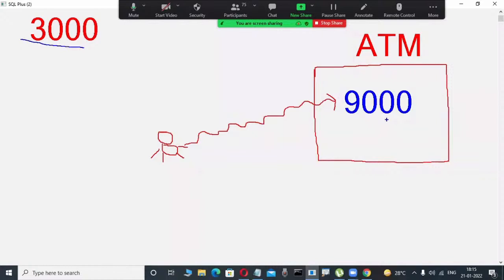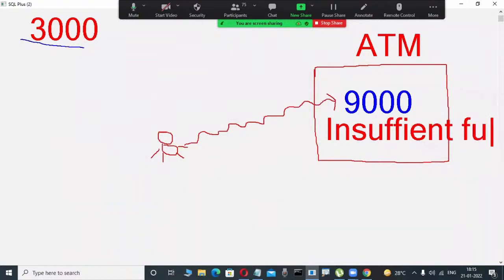Okay, so 9,000 rupees is impossible. In this case, it will give a message. You are observing on your ATM machines, maybe some messages will be displayed, such as "insufficient funds". Why? Because here your balance is low, 3,000, but you are trying to retrieve more than 3,000, that is 9,000, 8,000, 7,000, like that. How is it possible? In that case only, the insufficient funds message will be displayed.